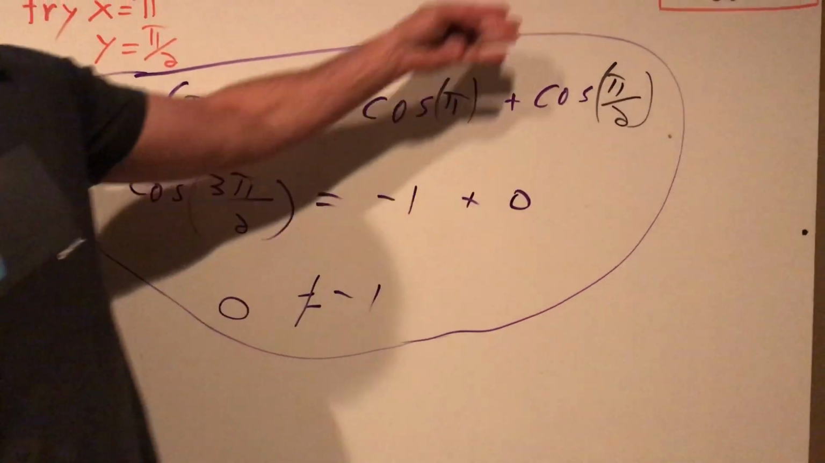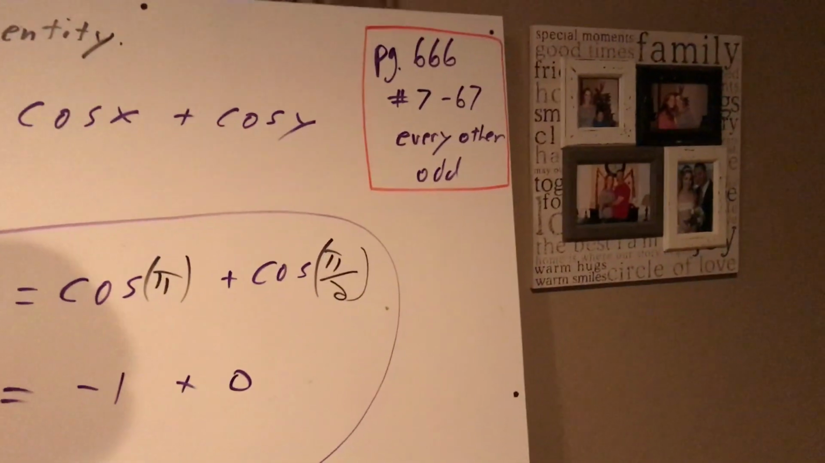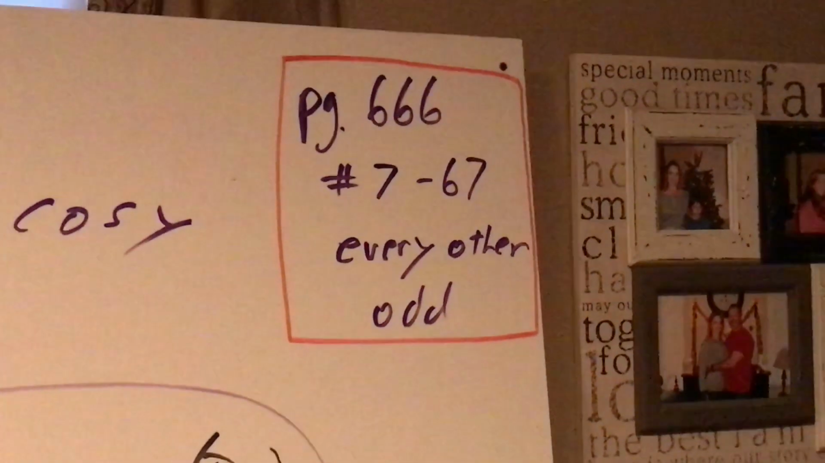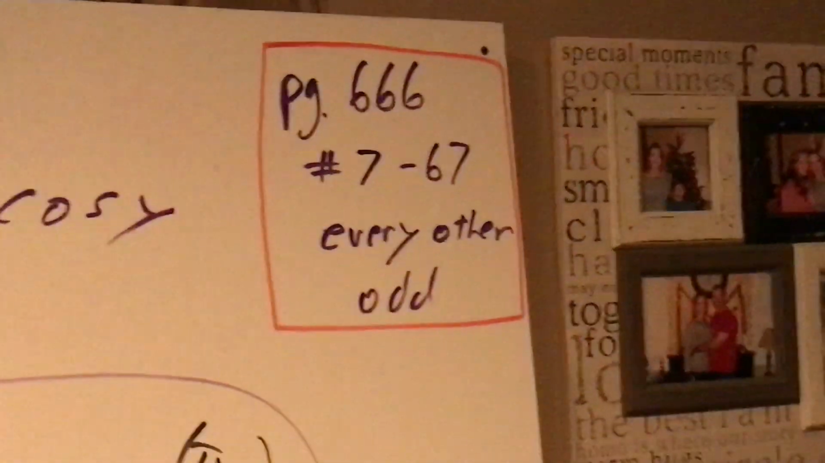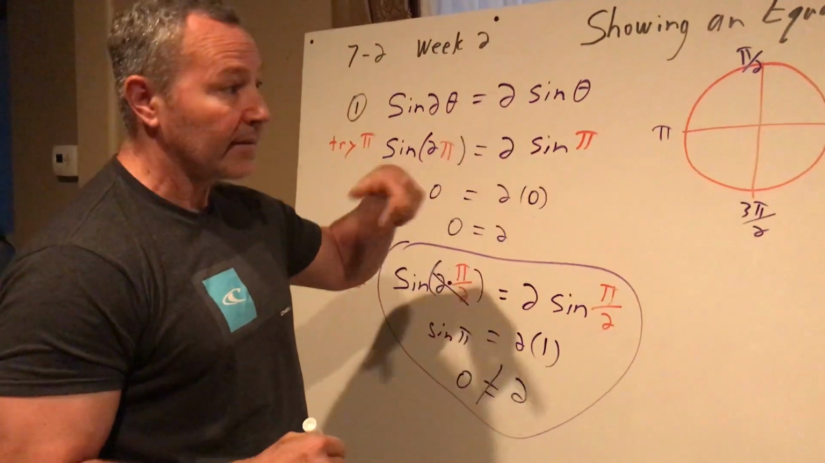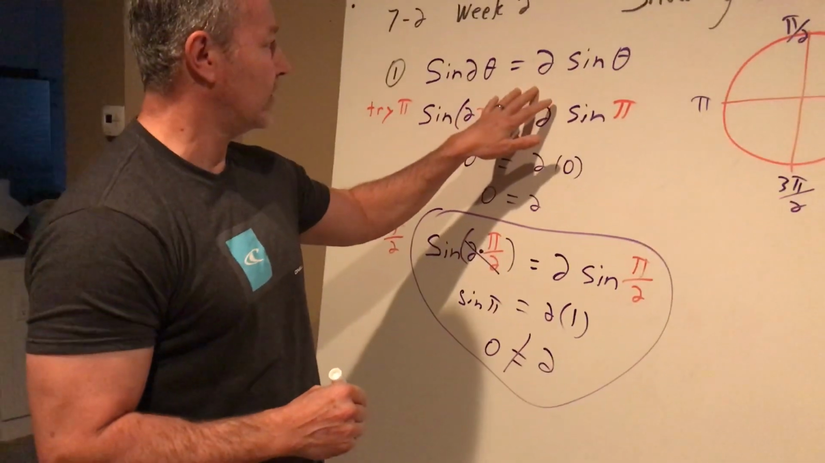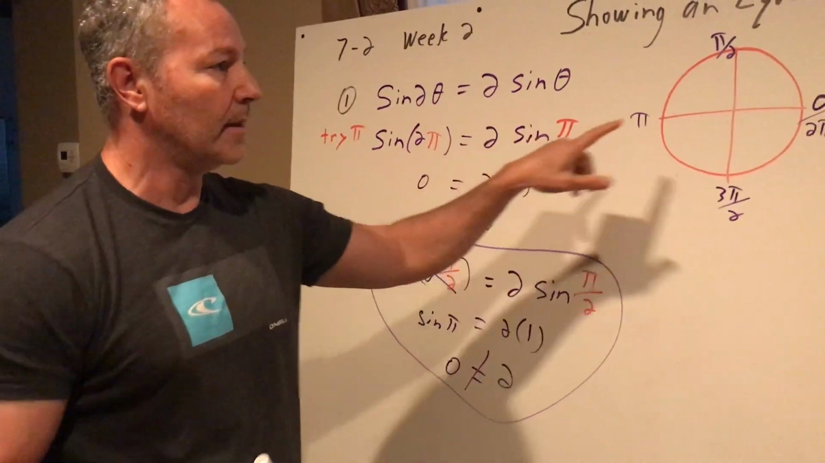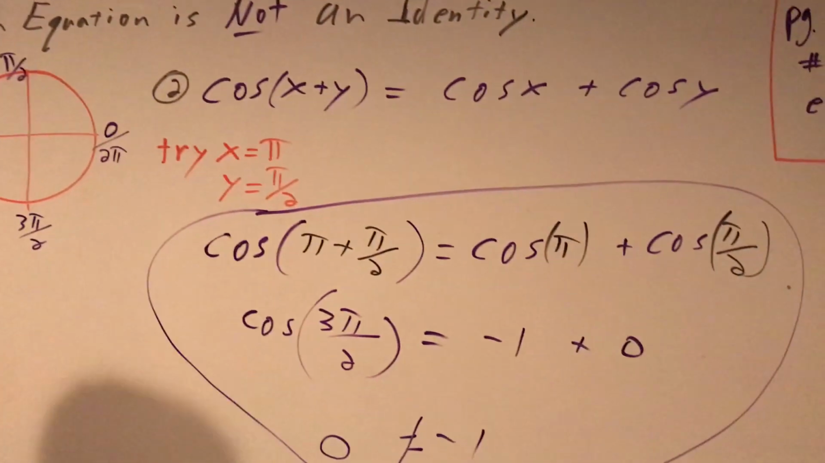All right? And then you have an assignment this week, page 666, 7 through 67, every other odd. Also, I want you to notice, last thing, that these are going to be identities. Next week you'll see, but these are common mistakes that students think this is true, and students think that's true, and they're not. So these are ones that are going to come, like I said, next week.